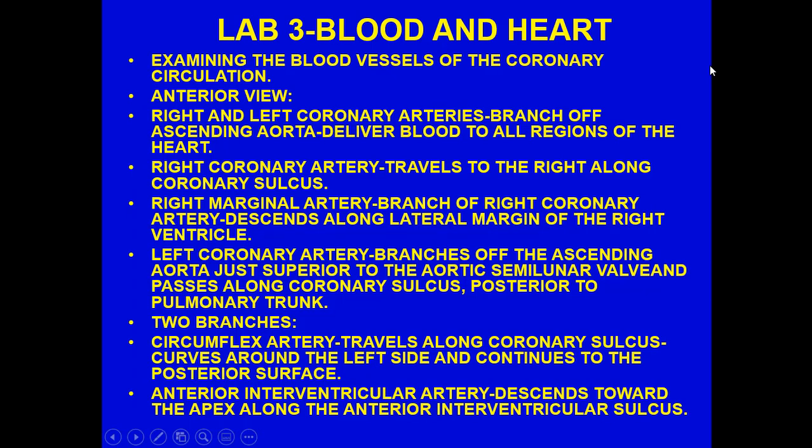Examining the blood vessels of the coronary circulation. On the anterior view, we're going to see the right and left coronary arteries. They branch off the ascending aorta and deliver blood to all regions of the heart. The right coronary artery travels to the right along the coronary sulcus. The right marginal artery is a branch of the right coronary artery. It descends along the lateral margin of the right ventricle.